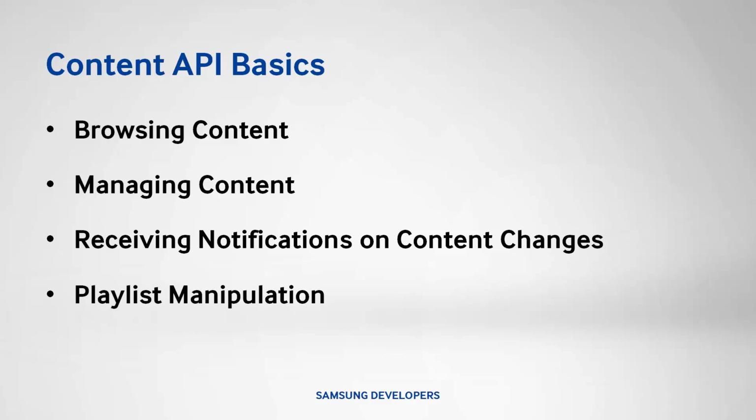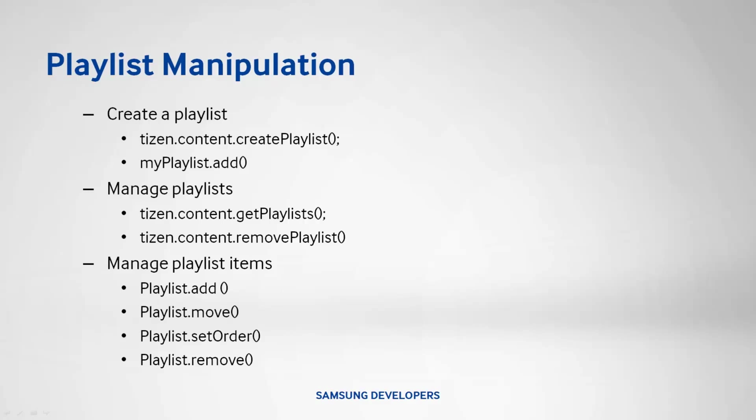Lastly, we have the playlist where we can create and add items too. In creating a playlist, use the createPlaylist function from the Content Manager interface and pass on the playlist name and the success callback. With an existing playlist, you can retrieve and remove as you like by using the getPlaylists and removePlaylist functions from the Content Manager interface respectively.